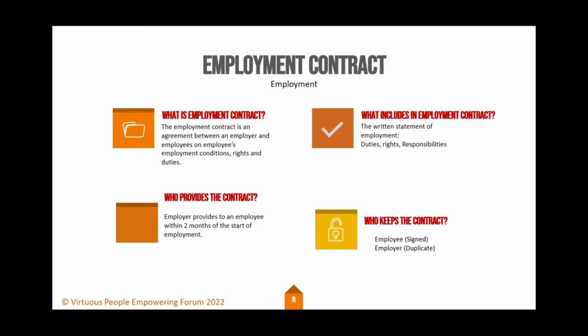Employment contract. An employment contract is an agreement between employer and employees on employment conditions. It's also called terms of contract. The employment contract includes a written statement of employment rights, responsibilities, and duties. The employer provides this to an employee within 2 months of the start of employment. If the employee is working abroad, then the written statement includes the following information in addition to what's included in the written statement of the employee working in the UK.